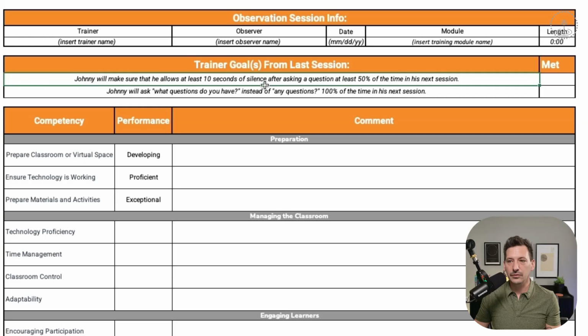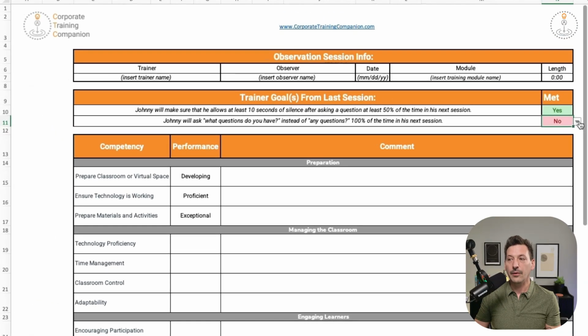And as you can see, those goals are already carrying over, and you can, again, use this handy dandy little drop down to say whether or not he met this goal or whether or not he did not meet this goal. Now, there is also an NA option, because again, getting back to that idea that not every competency, every single session is going to be observable.